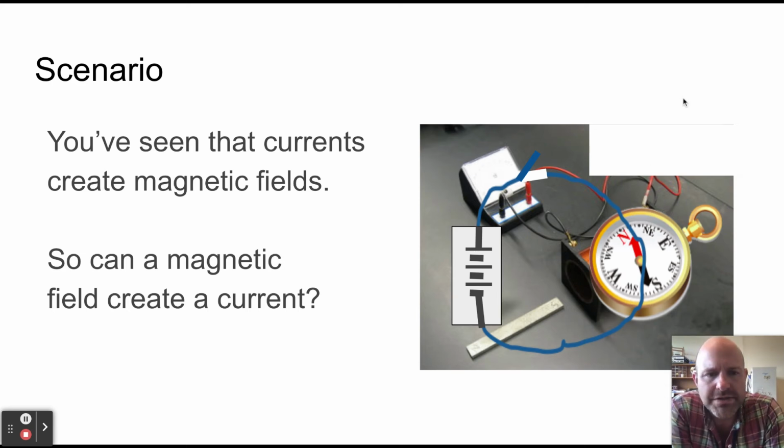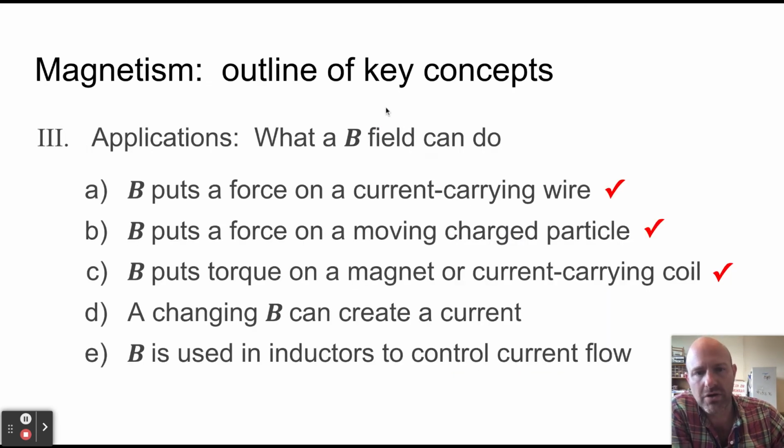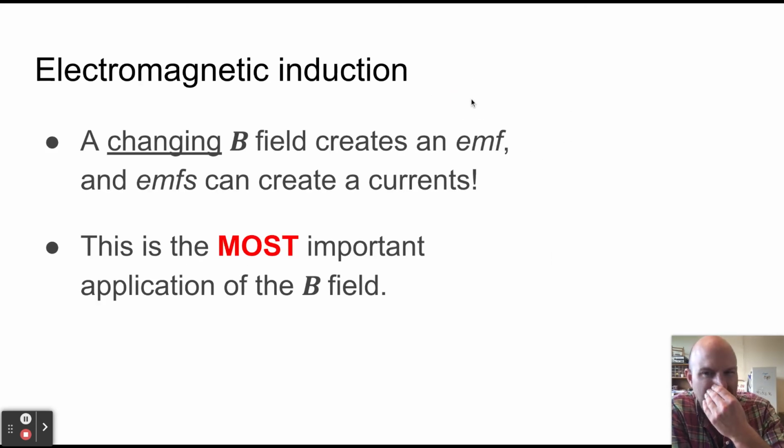Now, we already know this: if you put a current through a wire, you can get a compass needle to deflect. You can apply a force to a magnet with a current carrying wire. So can a magnetic field cause a current? And this is our last piece, or our last two pieces. There's this piece here, and then there's inductors, which uses this concept in circuits. So that's what we're going to look at.